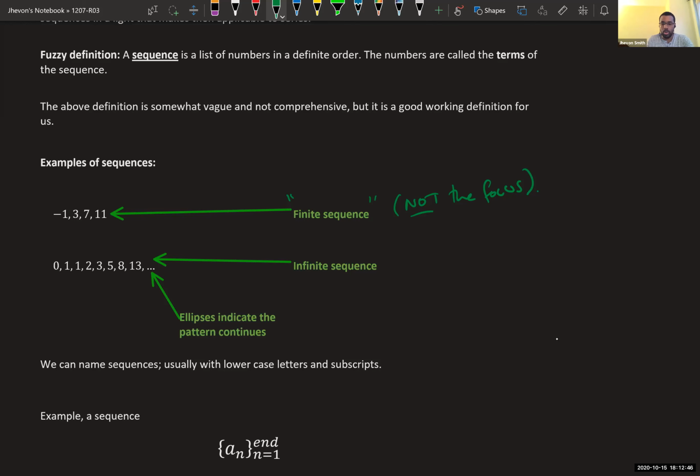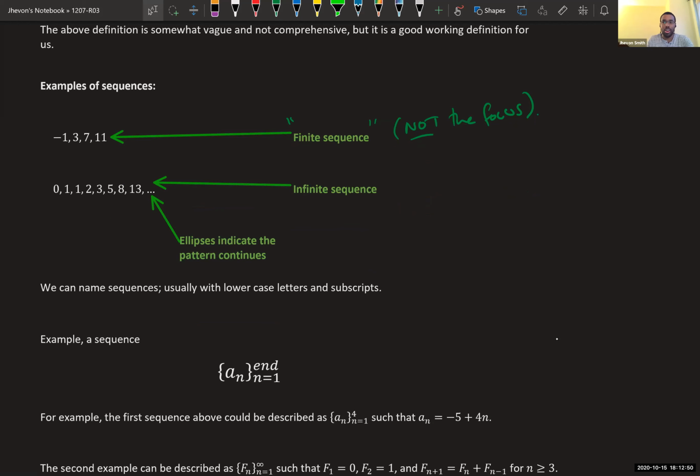We're not going to focus on those. Infinite lists are much more important. So this is an infinite sequence. We'll focus on these. And you notice that the ellipses indicate that there is a pattern that continues. So I put dot, dot, dot, because the list never really ends. I just go on and keep applying the process to determine new terms.